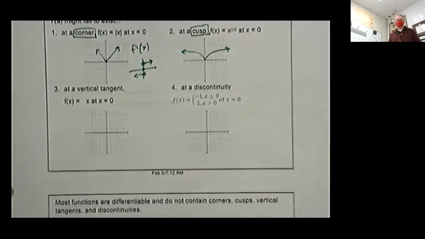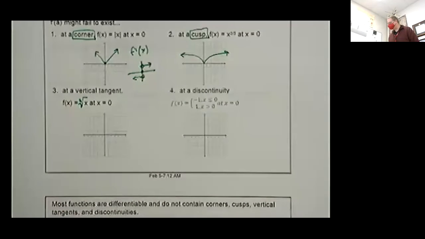A vertical tangent will also be bad for differentiability. For example, if we look at f of x equals the cubed root of x, we actually get a vertical tangent.